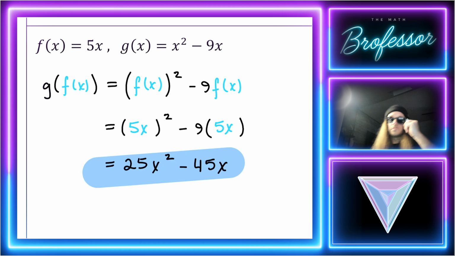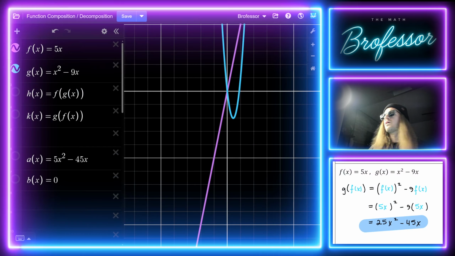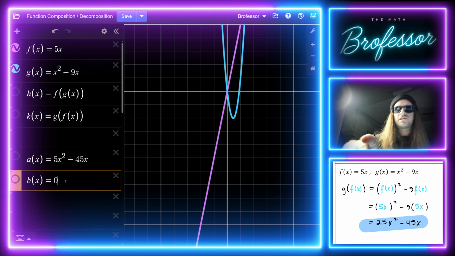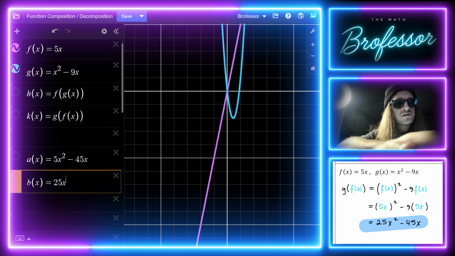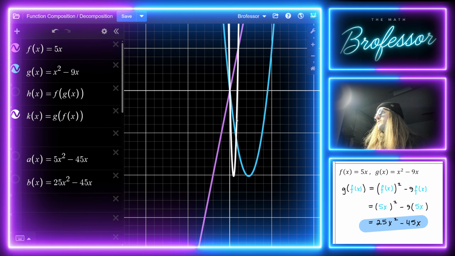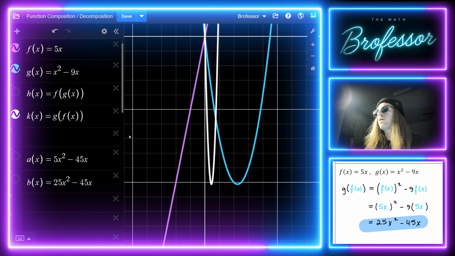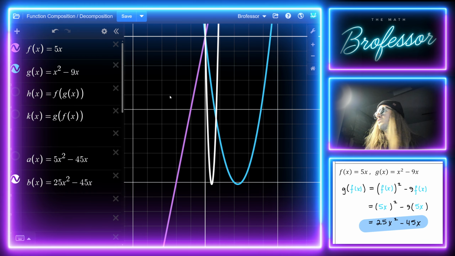Okay. Let's check that. So this would be the second composition, 25x squared minus 45x. And, okay, here is the composition right here. Very narrow parabola here, that white one. And then is that consistent with our answer? Yes, those are the same graph. So we got the composition. Very good.